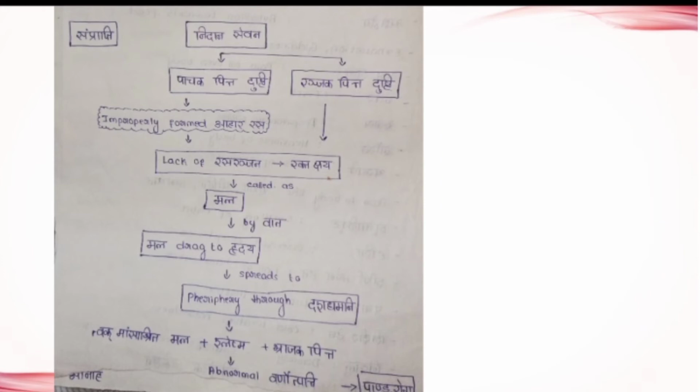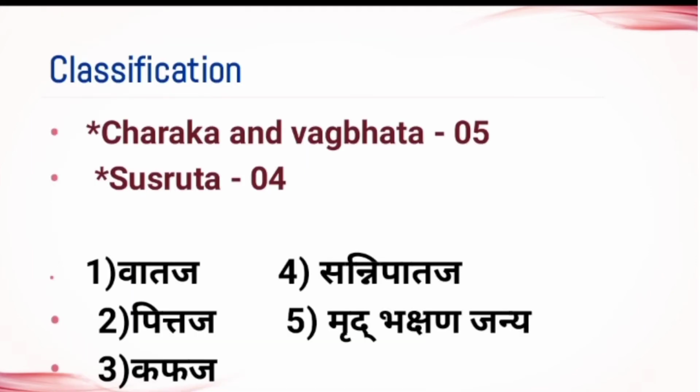We can't treat it very easily by simple medications, or with simple medications we can treat, but we need some time for this disease to get cured. That's why it is called krichra sadhya. So what are the different kinds of classification our acharyas have done? Charaka and Vagbhata gave 5 types of classification, whereas Shushruta told only 4 kinds of classification.